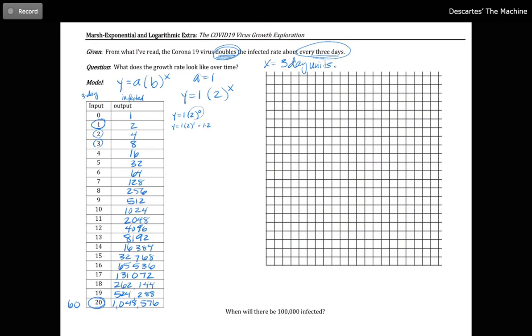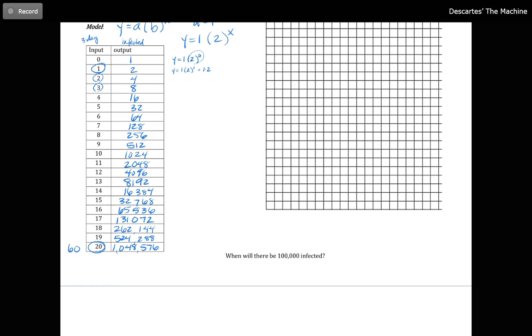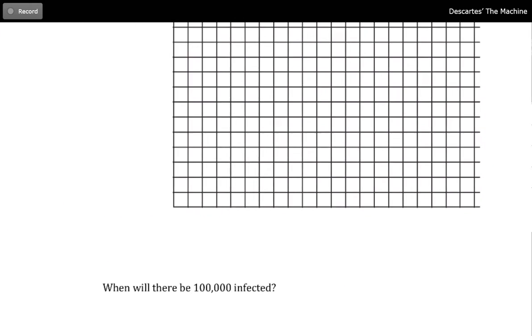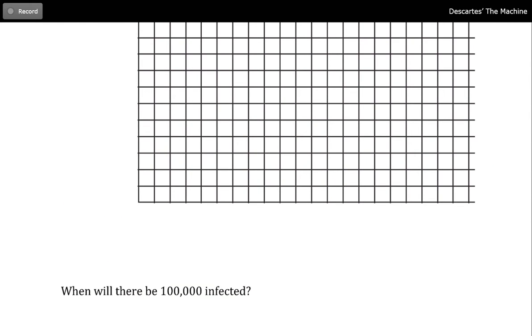Let's do, oh, how many grid squares have I got? Have I got 20 grid squares? I think I do. So down here it's going to be time, and this is going to be 3-day units.